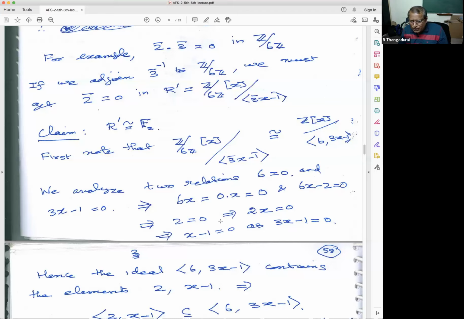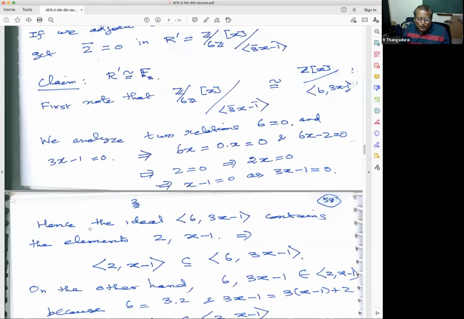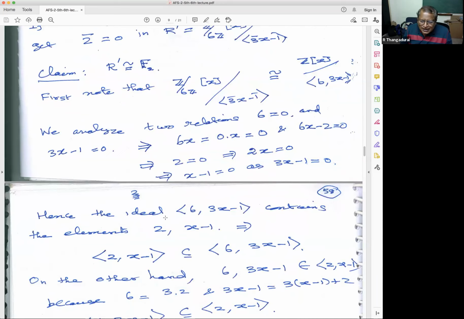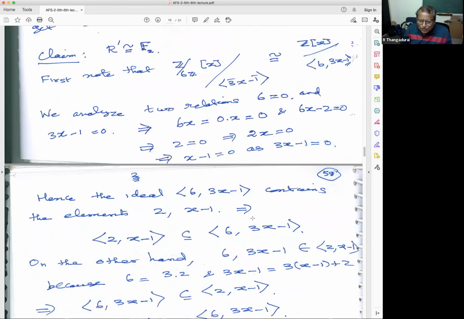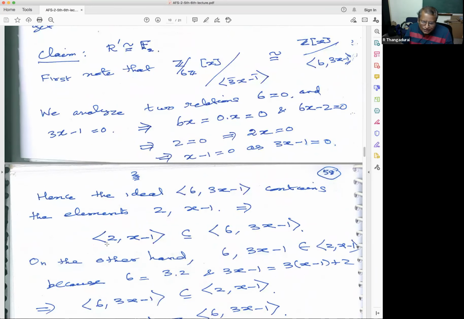If 2 is 0, then 2 times x is 0. Therefore, x minus 1 is 0, just because you see 2x is 0 and 3x minus 1 is 0, therefore x minus 1 is 0. Hence, the ideal generated by 6 and 3x minus 1 contains 2 and x minus 1. So therefore, the ideal generated by 2 and x minus 1 is contained in (6, 3x minus 1).